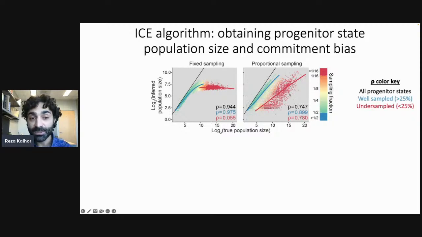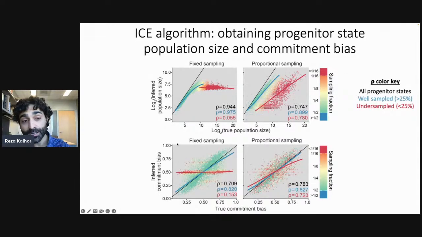But another difference that emerges here: fixed sampling is almost uninformative for undersampled progenitor states, whereas proportional sampling, where cells are sequenced according to their abundance, is informative. And this is due to the natural information that proportional sampling captures about the abundance of progenitor states. If a progenitor state is abundant, its descendants are more abundant, and thus the number of those descendants correlates with the size of the progenitor states, typically leading to the correlation that is captured here.